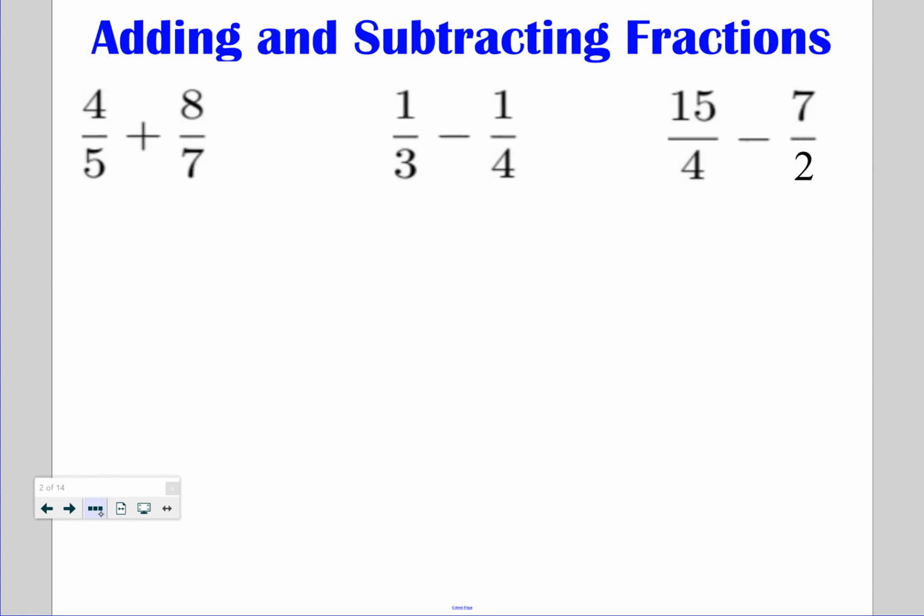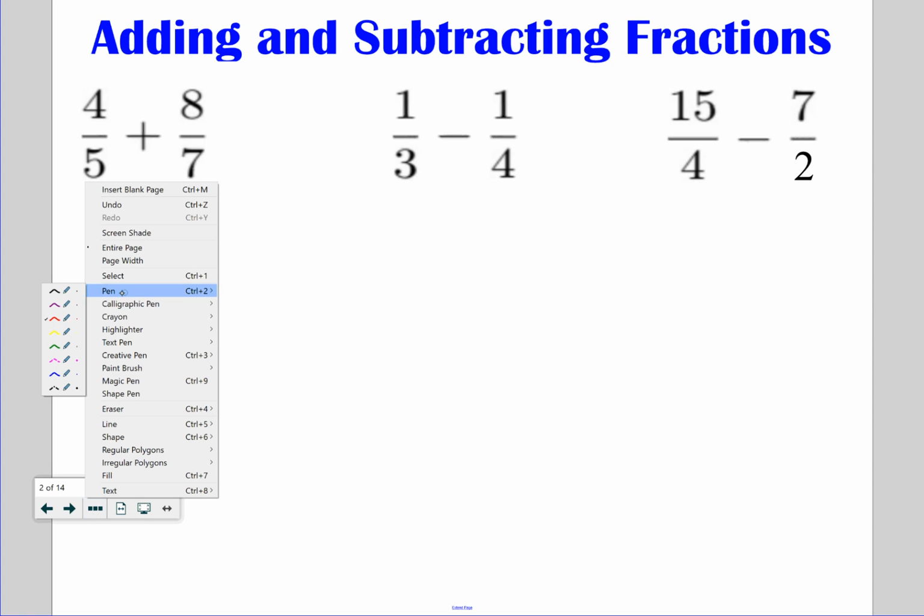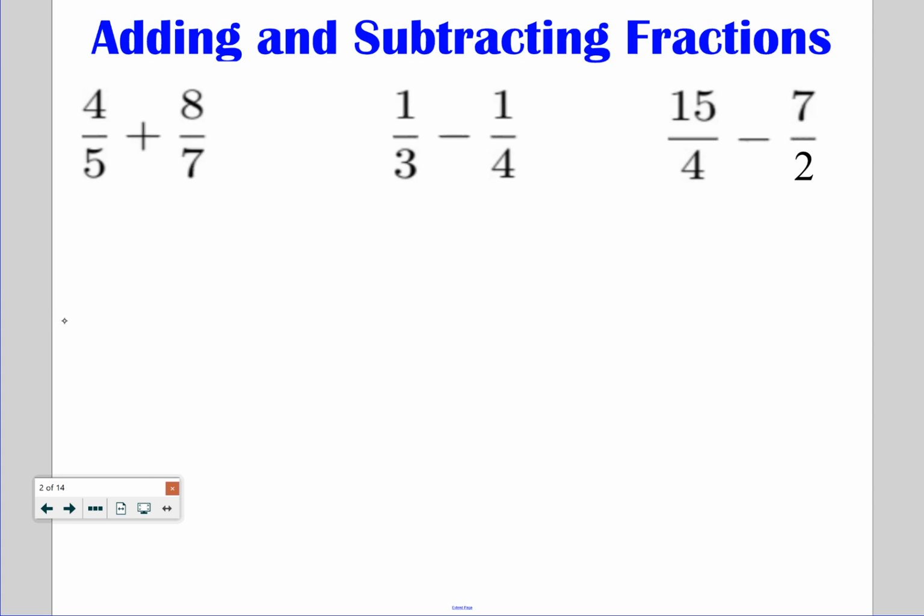If you're adding and subtracting fractions, you need a common denominator. When we say common denominator, we're looking for a denominator that is the same in both or all of our fractions. Sometimes you'll have one that is a common denominator already, and sometimes you'll have to create it. In all of these situations, we're going to have to create that common denominator. The easiest way to do that is to find the smallest number possible that both of our denominators divide evenly into. So let's look at the first example.